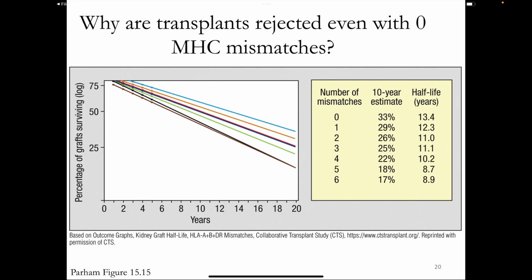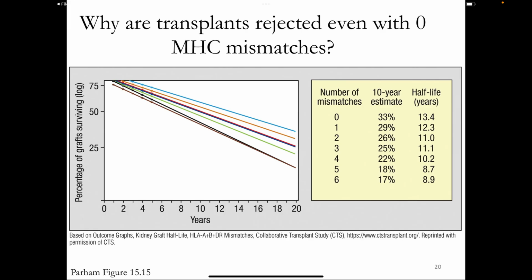You might say, okay, I understand why with 6 mismatches, the kidney doesn't stay very long. I understand why we have MHC mismatch. We're going to have either direct or indirect allorecognition. That kidney is going to get destroyed by immune cells. Got it. And I get that we want to have fewer mismatches.